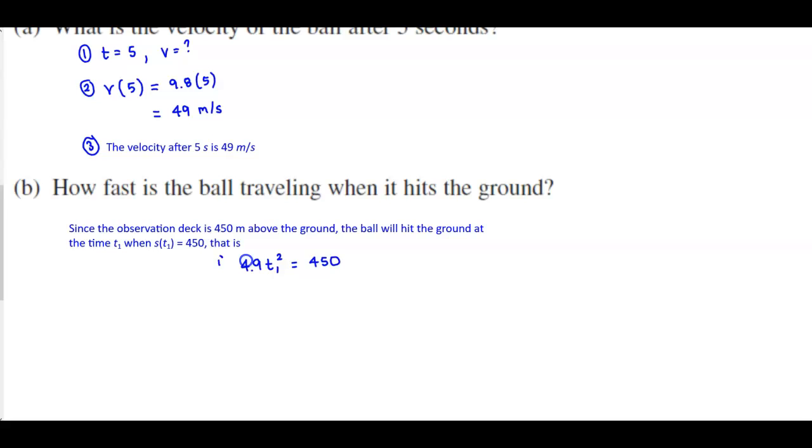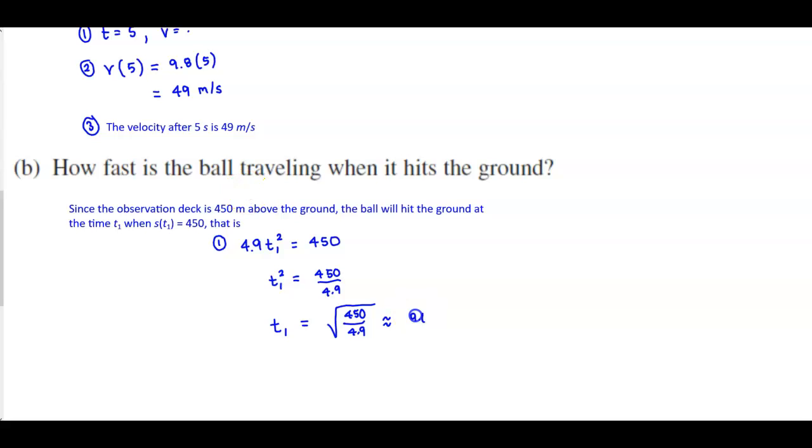So now we want to divide both sides by 4.9, so we get t subscript 1 squared, which is equal to 450 divided by 4.9. And then taking the square root of both sides, we only want a positive number. So we have the square root of 450 divided by 4.9, which gives us approximately 9.6 seconds.